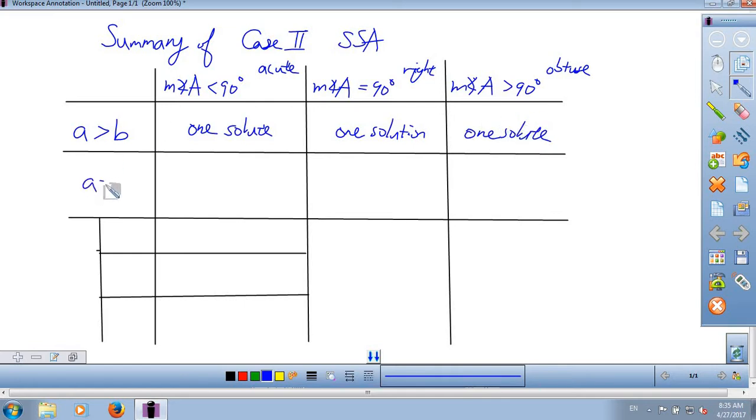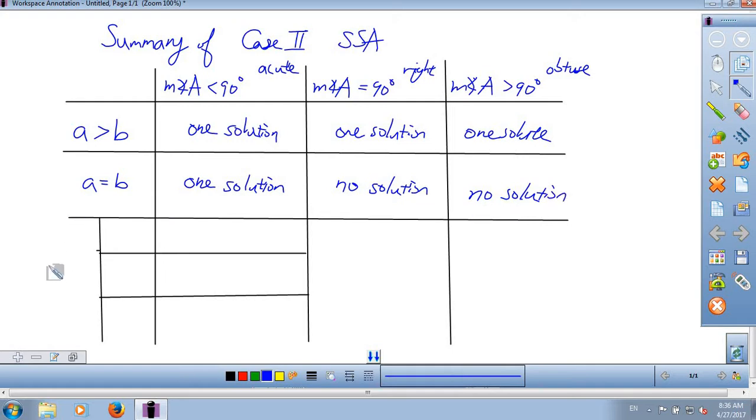Now, if A is equal to B and it's an acute angle, then we still have one solution. But if A is equal to B and the angle is a right angle or an obtuse angle, then there will be no solution. So we cannot make any triangles if this is the case.